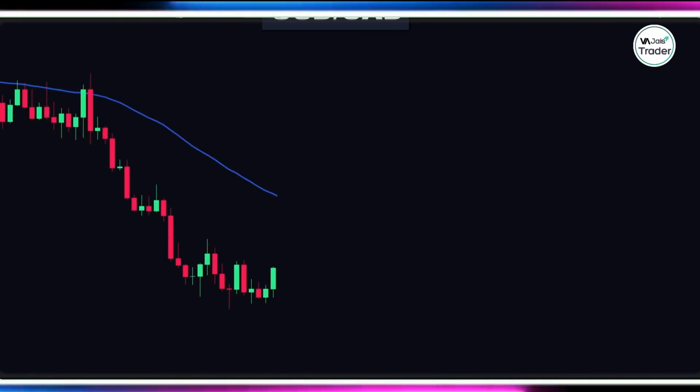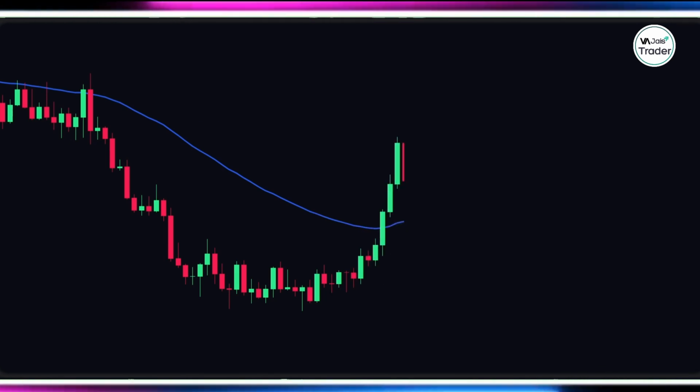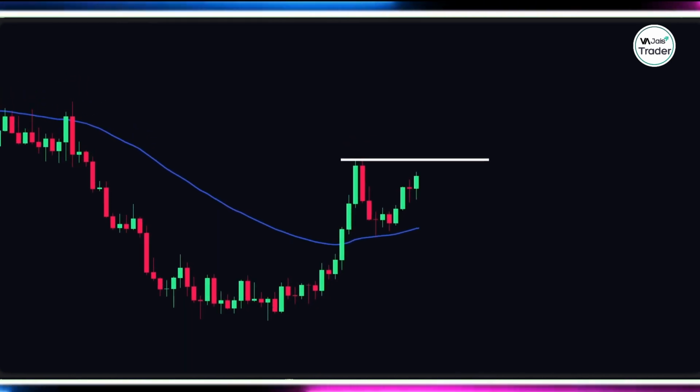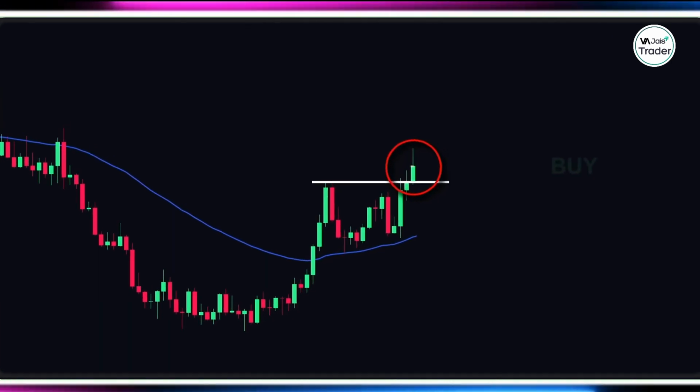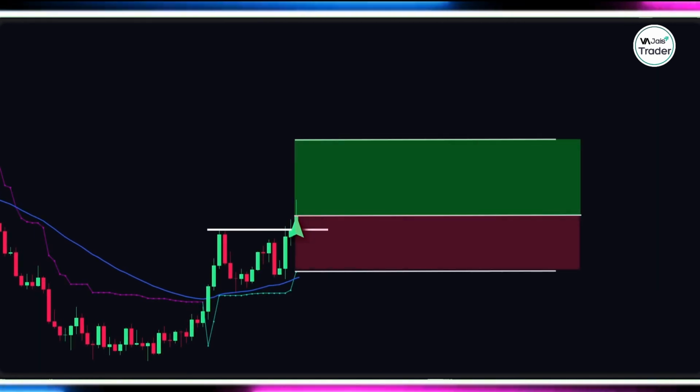Here's another example, again on the USD CAD chart. The pair was trading below the 50 EMA for quite a while. We waited for a breakout and then the reversal of that breakout. We then drew a horizontal line at the swing high, and once I saw the candle close above the line, it was a confirmed breakout and I entered a long position. Then I applied the chandelier stop indicator and placed our stop loss and take profit target. Again, price hits our take profit region.